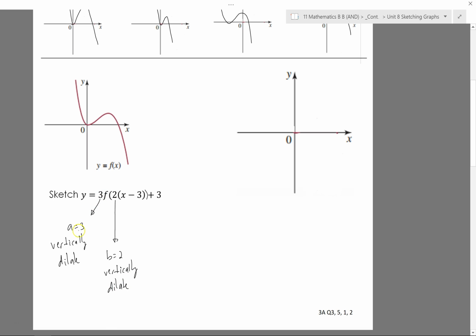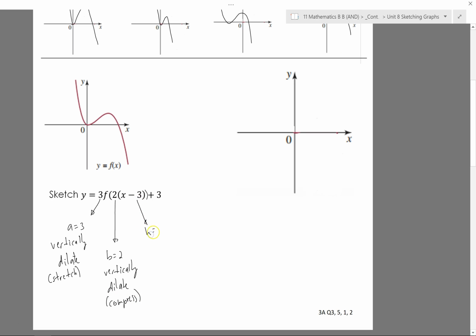Okay, since a is greater than 1, this means stretch. And since b equals 2, which is bigger than 1, we need to compress. So there's a fair bit going on here already.